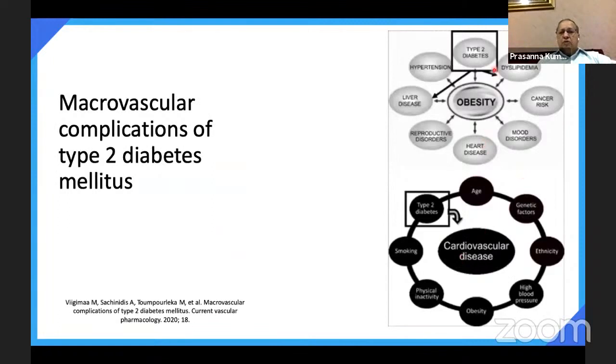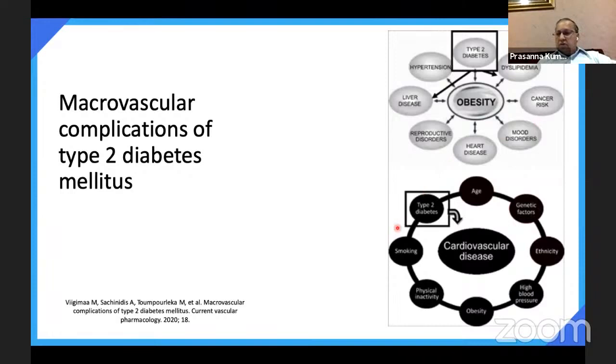This is what we see. Obesity is probably the basis. Obesity is not a disease, but it is the mother of all diseases, because obesity leads to diabetes, hypertension, dyslipidemia, and mood disorders, because depression is more common, heart disease, reproductive disorders, liver disease. You know, obese people tend to have fatty liver and NAFLD and all. Ultimately, even obese people have more chances of cancer compared to non-obese people.